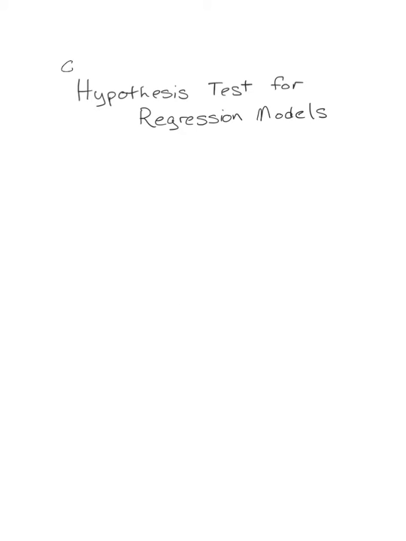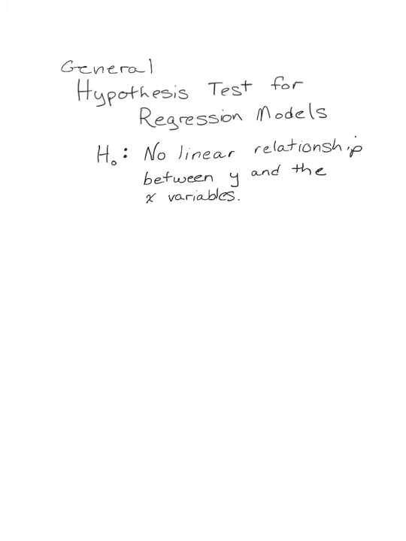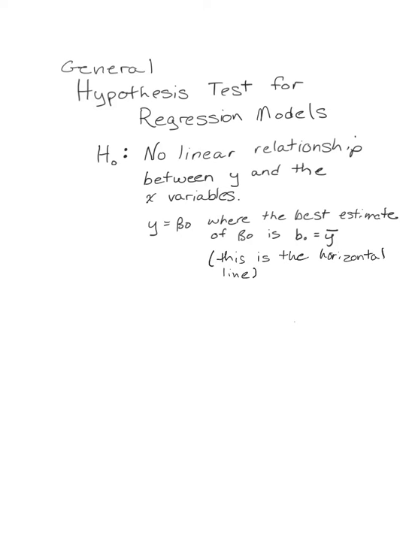The general hypothesis test for regression models has a null hypothesis of no linear relationship between y and the x variables. And our mathematical model could just be written y equals beta naught, where the best estimate of beta naught is b0 equals y bar. This is the horizontal line that we've looked at. This is commonly called the reduced model.